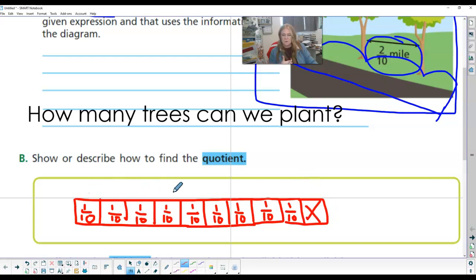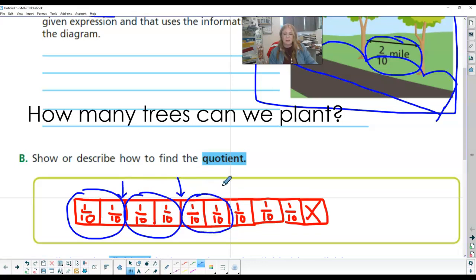So 1, 2, 3, 4, 5, 6, 7, 8, 9. I do not have the 10th piece to make that total mile. So this is what I have. Now I'm trying to cut it into 2/10 of a mile. So here we go, and I would plant a tree. And then here's another 2/10 of a mile, and I'll plant another tree. Here's another 2/10 of a mile, I'll plant a tree. Here's another 2/10 of a mile, I'll plant a tree. And here's 2/10 of a mile, but right, we don't have this one. I can't plant a tree.